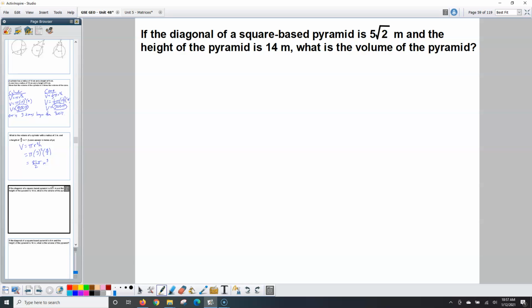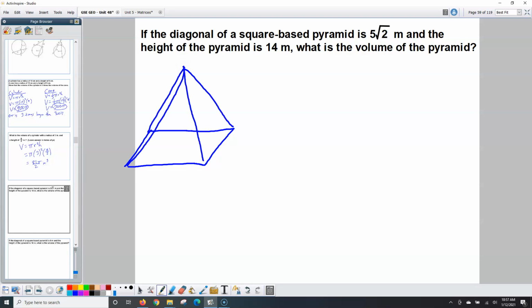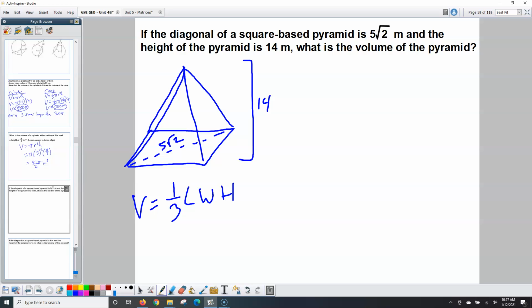If the diagonal of a square-based pyramid is 5 square root of 2, all right, so we have a square-based pyramid. Okay, and the diagonal is 5 square root of 2. The height is 14. What is the volume of the pyramid? If I want to know the volume of a pyramid, I need length times width times height. I've got the height, but I don't have the length and the width, so I need to find that. What's convenient about a square-based pyramid with the length and the width? They'll be the same thing.